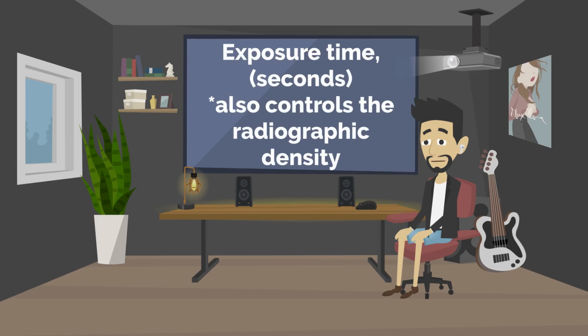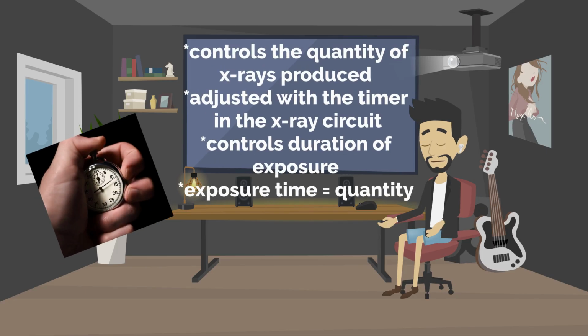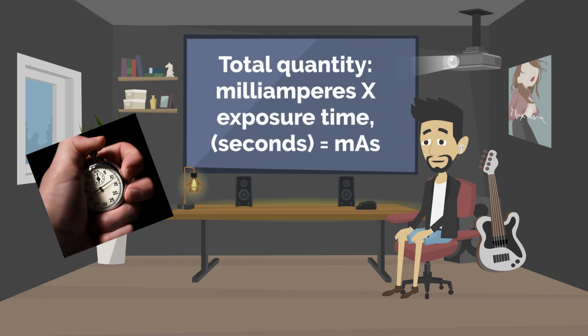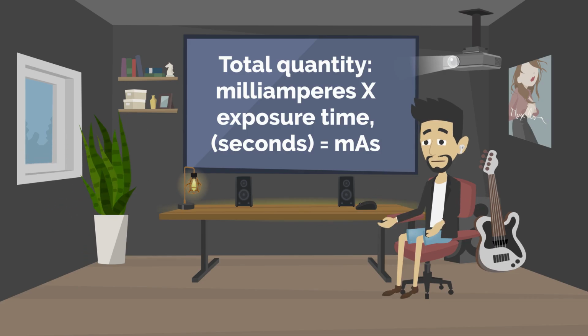Similar to mA, exposure time in seconds controls radiographic density. Exposure time also controls the quantity of X-rays produced. By adjusting the timer in the X-ray circuit, exposure time controls the duration of exposure, and quantity is directly proportional to the exposure time. The radiation dose to the patient is also directly proportional to the total exposure time. The commonly used unit to indicate the total quantity of X-rays in an exposure is milliampere seconds, abbreviated mAs. As stated earlier, this unit is the product of mA and exposure time, as shown in this equation.